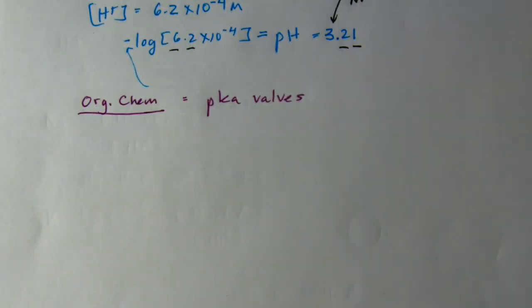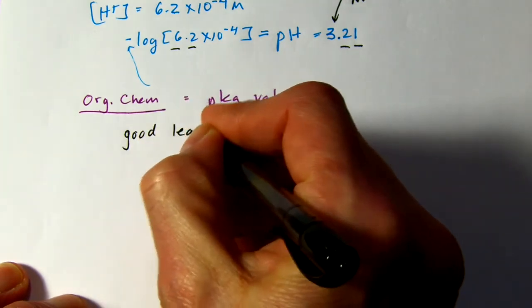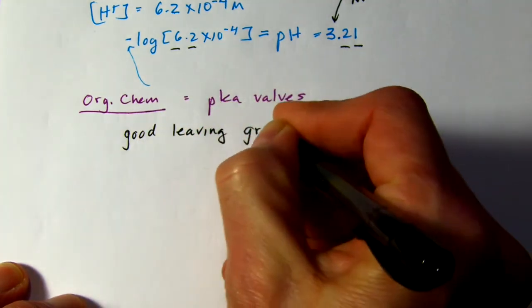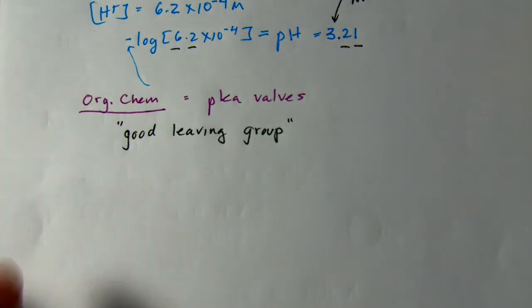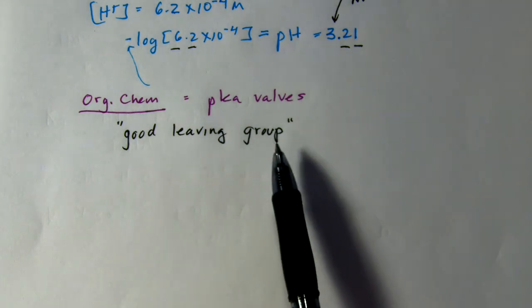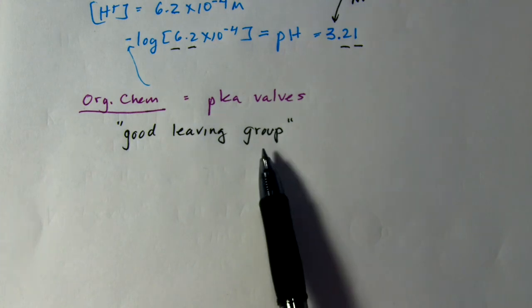And the reason they do that is because that helps us rate whether something is a good leaving group or a bad leaving group. So with a good leaving group, we want to find something that is stable. Okay? And those things with very high pKa values, right? We're going to talk about that later. We can relate the pKa values to that leaving group, okay?